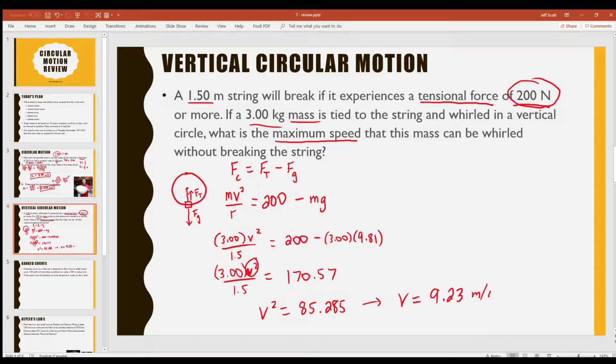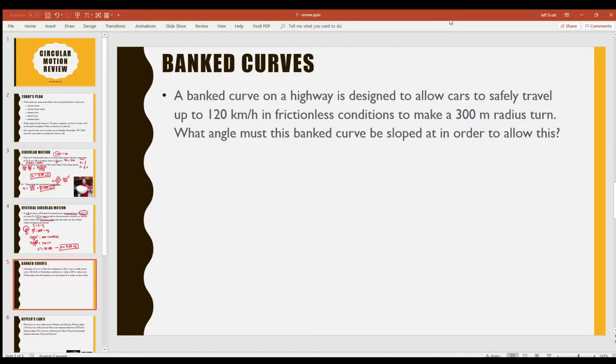9.23 meters per second. And again, I know it's in meters per second because I used standard units here. As long as you're using your standard units, that includes kilograms, that includes meters, that includes seconds, all of the standard units, you should be getting a standard unit as an answer.